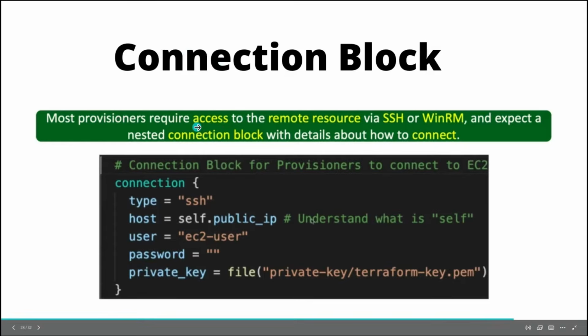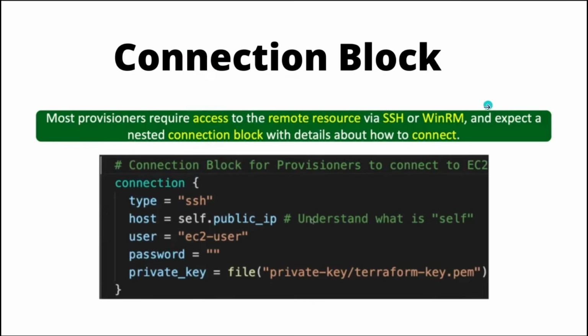Whenever you use a provisioner, you need to define a connection block. Most provisioners require access to a remote resource via SSH or WinRM, and you expect a connection block with all these details: what is the type, then what is the host, user, password. If you know the SSH command, you use ssh -i, the key name, user@host. So it has all the options as well.